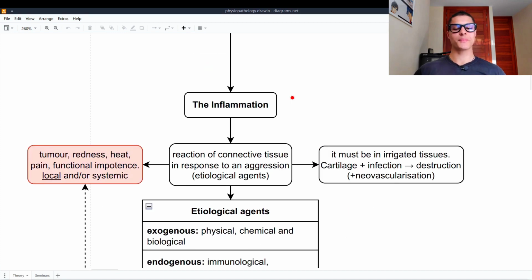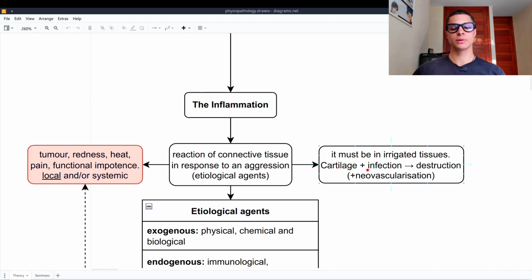And now, inflammation. So inflammation is a reaction of connective tissue in response to an aggression that comes from either the outside or the inside, so from etiological agents. It must be in irrigated tissues where there is blood. If there is not blood, then we cannot really have inflammation. So inflammation is the activation of the immune system. We will see in a bit.